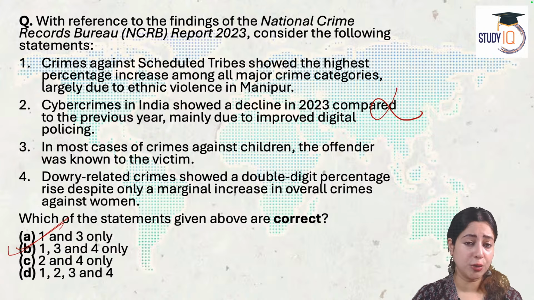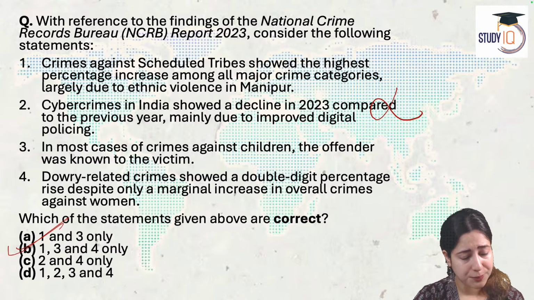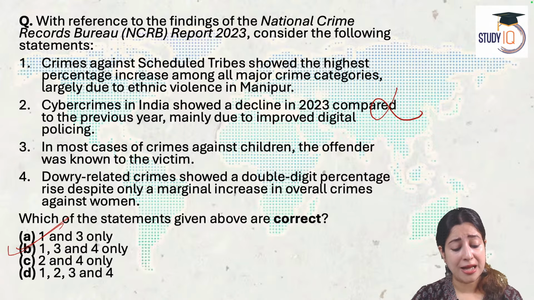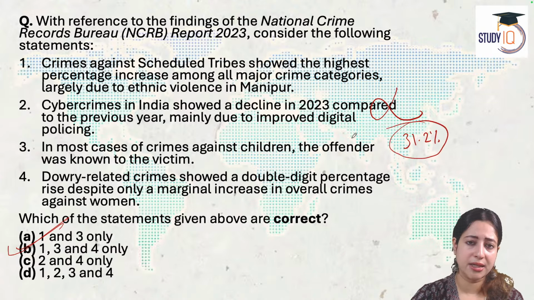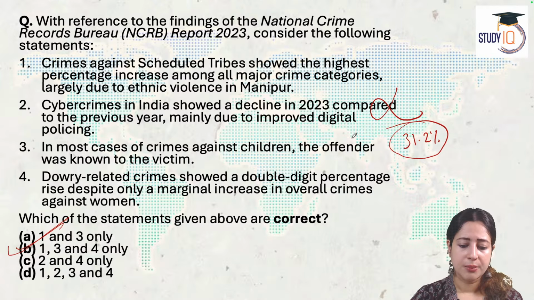Always read the options thoroughly. Never be in a hurry. You might know 3. You may be confused with 1. Give it proper time. Cyber crimes in India are declining because people have better digital awareness and policing. No, that's not true. Cyber crimes have increased by 31.2%. I told you in the last to last slide. I gave you the data also. Because if people are using more data, more internet, they are being more susceptible to crimes also. In India, there is a cyber police. We do have these cells, but they don't work so efficiently. That's why 2 is not correct.